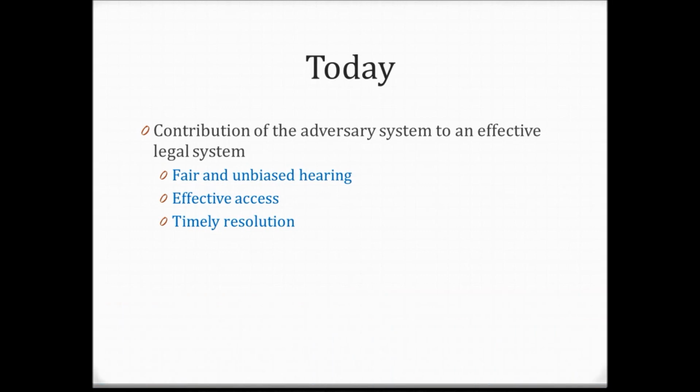This is by no means meant to be an exhaustive list of all the things that you can use. You can bring in all the things that we've looked at for the adversary system so far: the role of the judge, the role of the parties, and all the strengths and weaknesses that we've looked at for the adversary system. So anything really that allows the adversary system to contribute to an effective legal system, and some of the things that reduce the ability of the adversary system to help achieve an effective legal system.